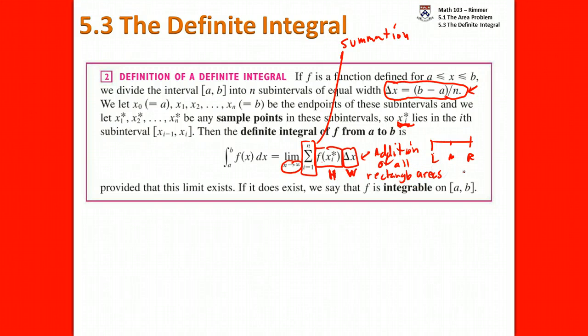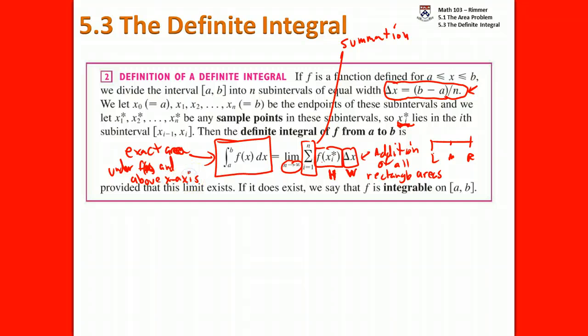Okay? And as n goes to infinity, you'll get this symbol, and it's meant to be the exact area under the curve and above the x-axis between a and b. That symbol there is an integral symbol.